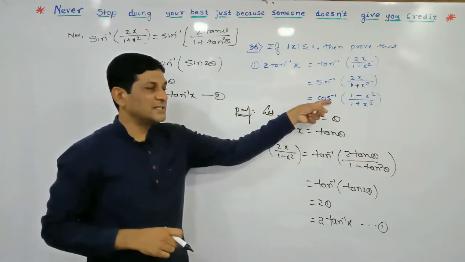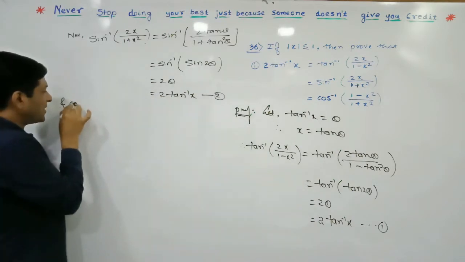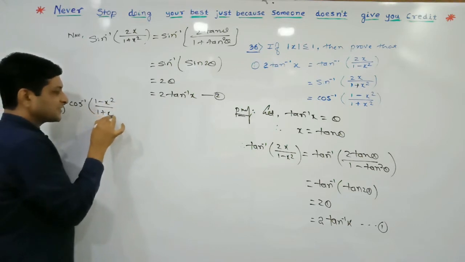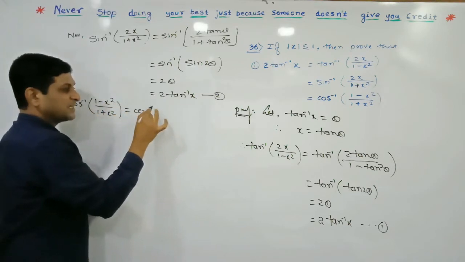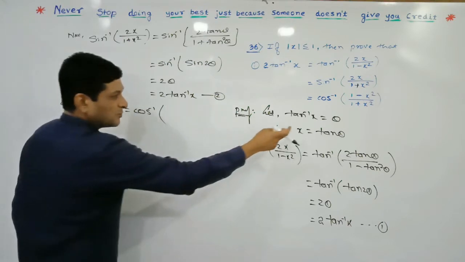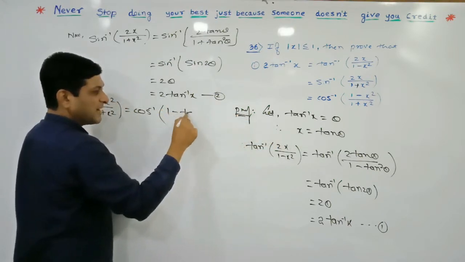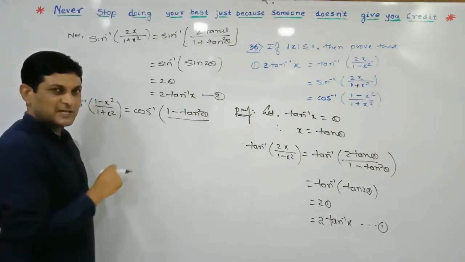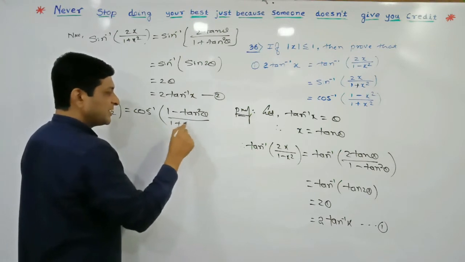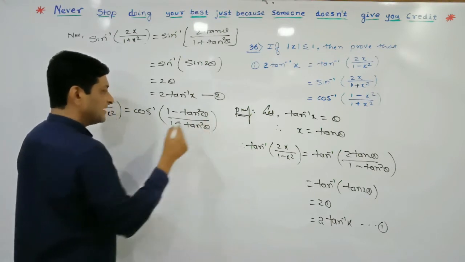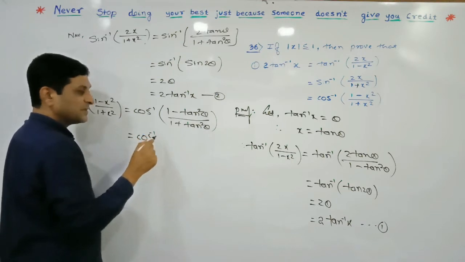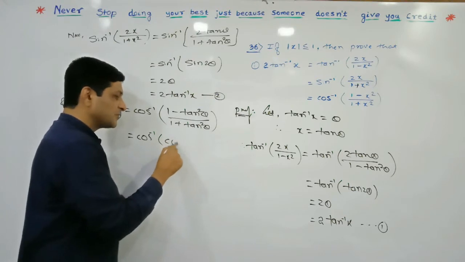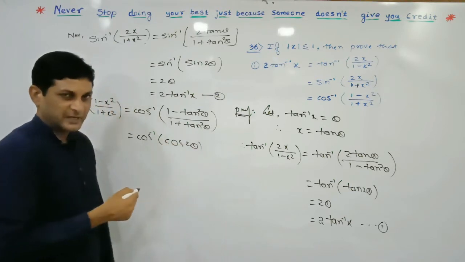Lastly, let us consider the right hand side, cos inverse of 1 minus x square upon 1 plus x square. Keep this cos inverse as it is, and again substitute x equal to tan theta. What will we get here? 1 minus tan square theta. I am simply replacing x by tan theta, so x square becomes tan square theta. In the denominator, 1 plus tan square theta. This is equal to cos inverse of 1 minus tan square theta upon 1 plus tan square theta, which according to the double angle formula is the value of cos 2 theta.